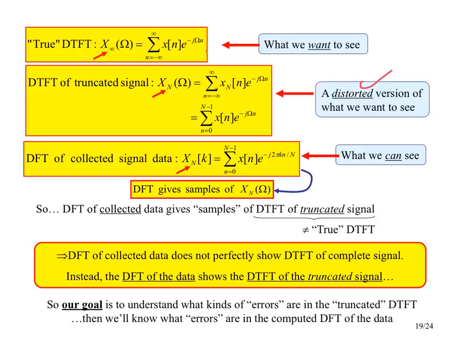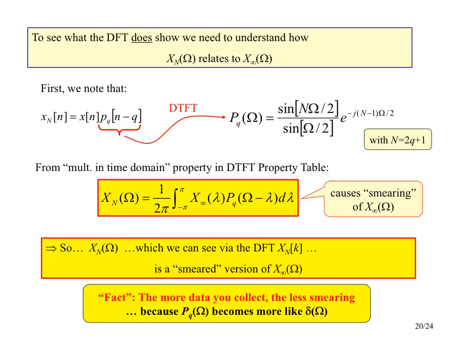Okay, and that's captured right here in this big yellow box. The DFT of our collected data does not perfectly show the DTFT of the complete signal. It shows the DTFT of the truncated signal, which is some sort of distorted version of what we really want. So our goal is to understand this kind of error. And there's actually a name for this kind of error, and we'll see what that is. So we want to see how these two things are related to each other.